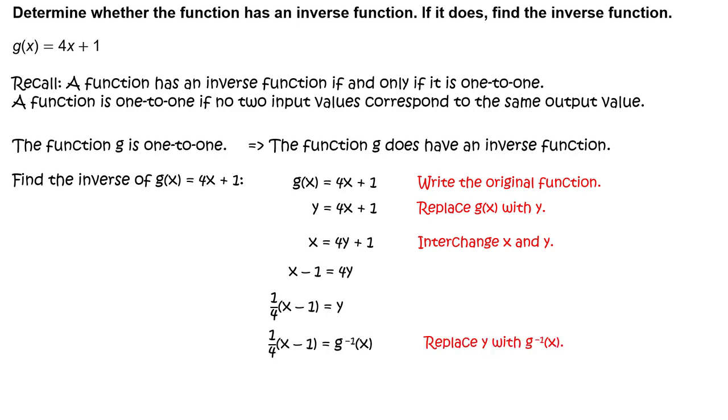Then replace y with g inverse of x. 1/4 times the quantity x minus 1 equals g inverse of x. So g inverse of x equals 1/4 times the quantity x minus 1.